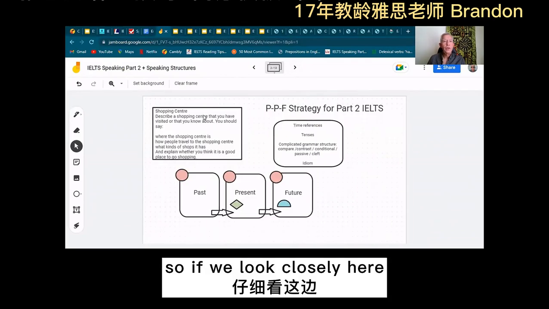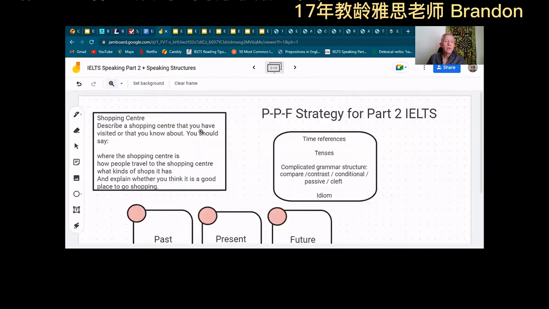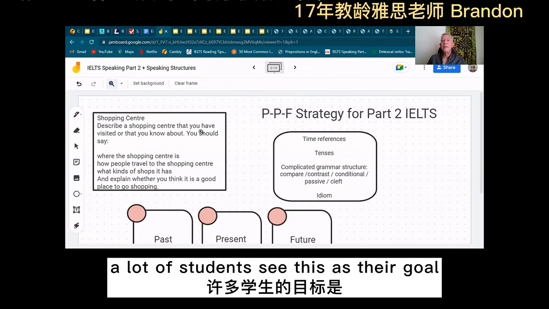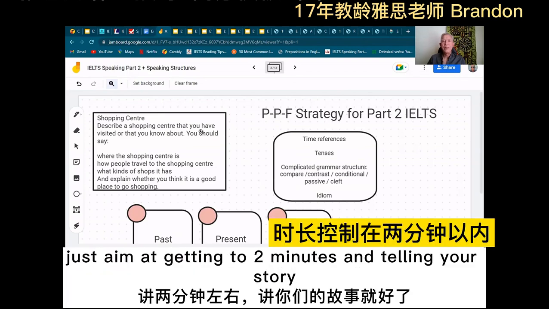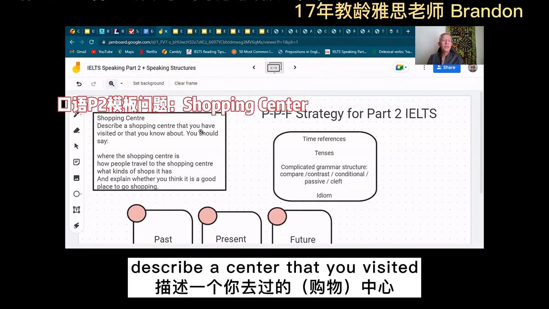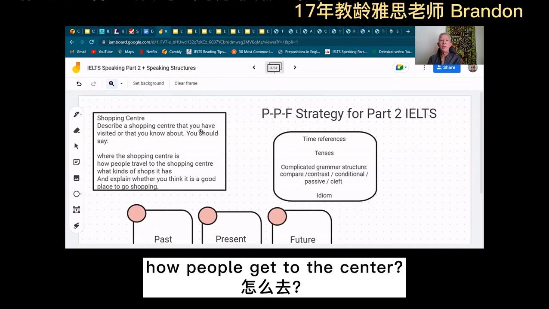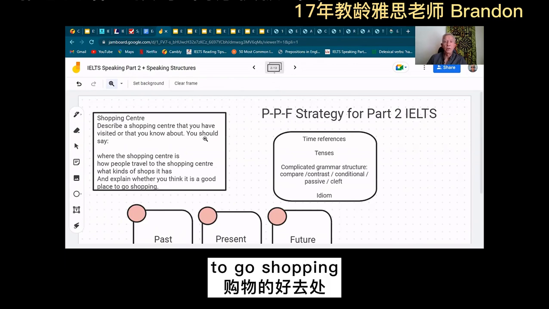All right, so if we look closely here, we can see what a question could be in your Part 2. You're given a minute to prepare this, and then you have to speak for between 1 and 2 minutes, not longer than 2. A lot of students see this as their goal to make it past 2. Don't do that. Just aim at getting to 2 minutes and telling your story. All right, let's look at this question. The question is a shopping center. Describe a center that you visited or one that you know about. And you should say where the shopping center is, how people get to the center, what kind of shops it has, and explain whether you think it's a good place to go shopping.